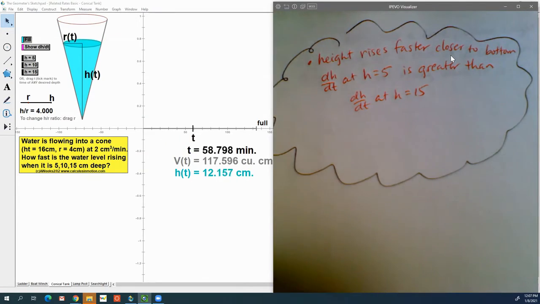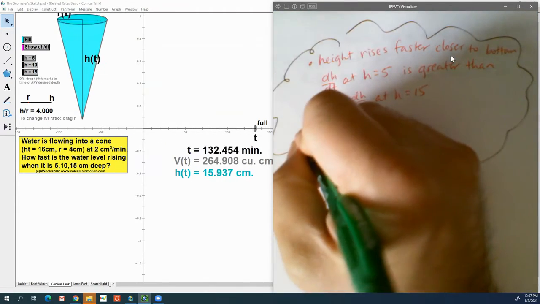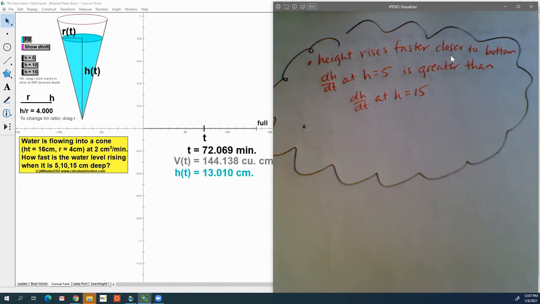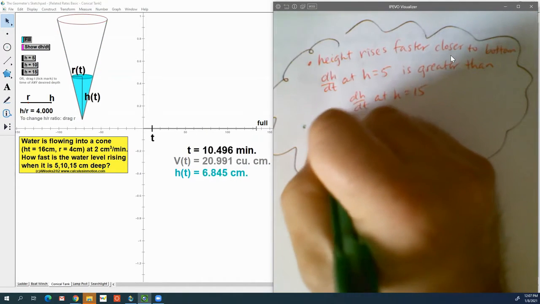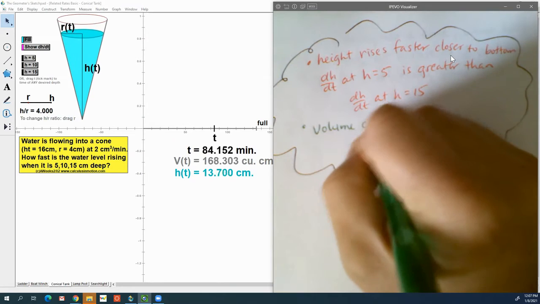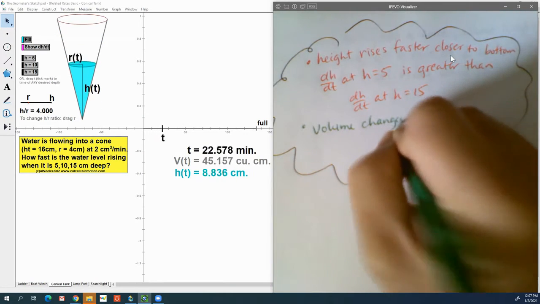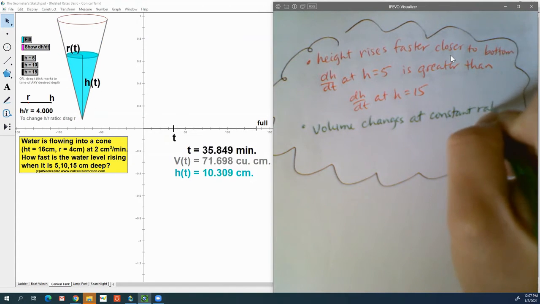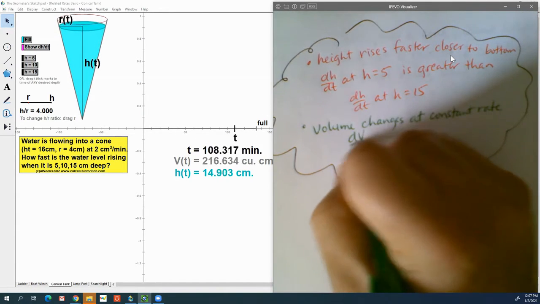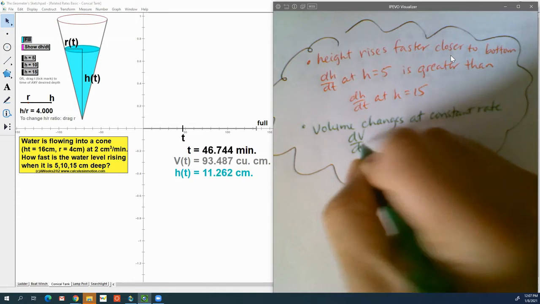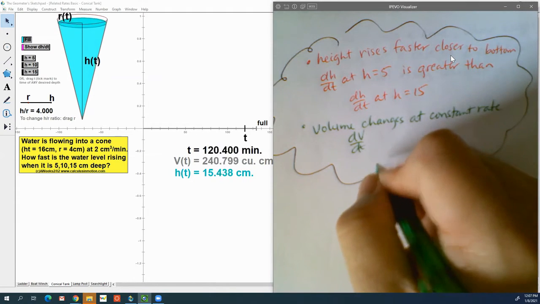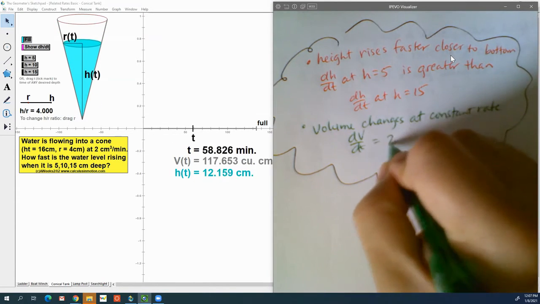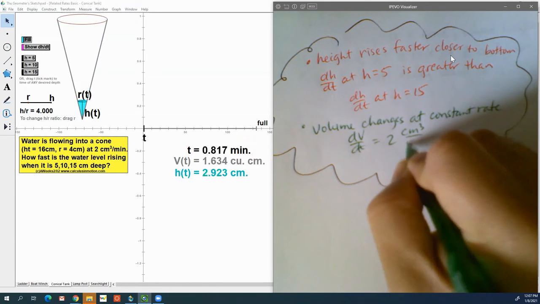Another observation that we might make is that the volume is changing at a constant rate. So volume changes at a constant rate. So in other words, dV over dt is just some number. And in fact, the problem tells us what number it is. It's specifically 2 cubic centimeters per minute.